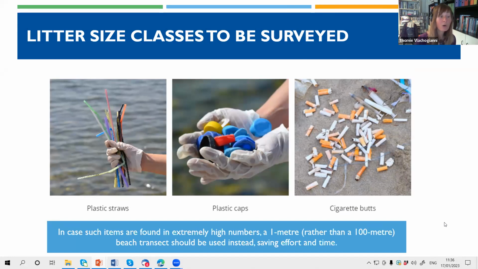However, in the case of high numbers of plastic cups and cigarette butts, a sub-sampling of the sampling unit can be performed, meaning that from the 100-meter stretch that we have used to survey the entire beach, we can survey these items in 3 randomly placed 1-meter transects, and then calculate the mean or average densities.